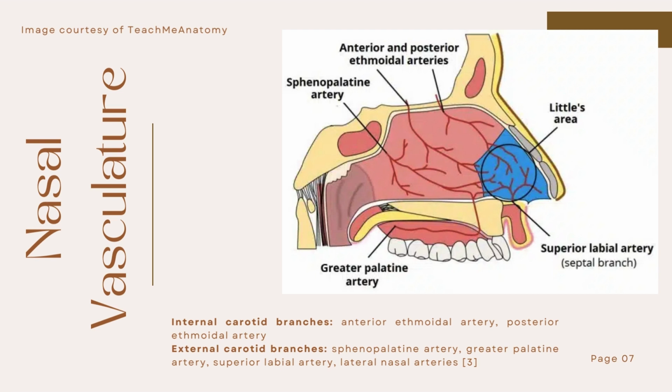It's also good to know where these arteries originate. So the anterior ethmoidal artery and the posterior one are branches of the internal carotid artery, and the sphenopalatine, greater palatine, superior labial, and lateral nasal arteries are branches of the external carotid artery.